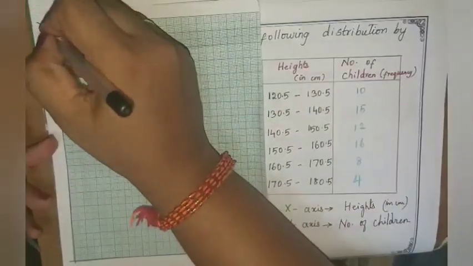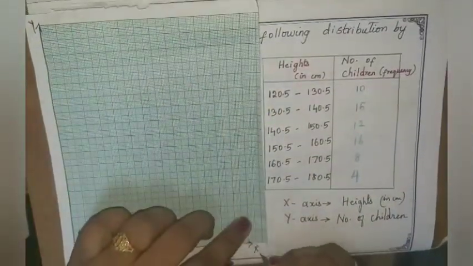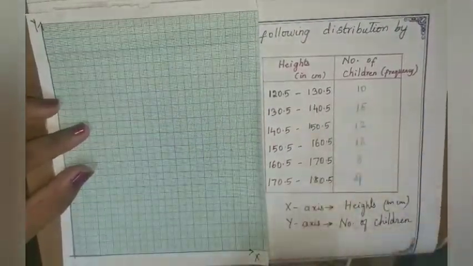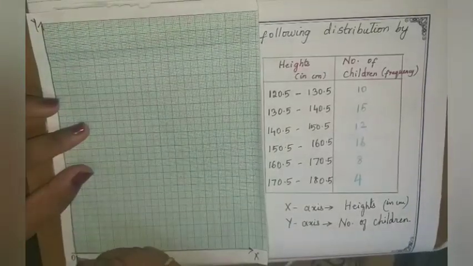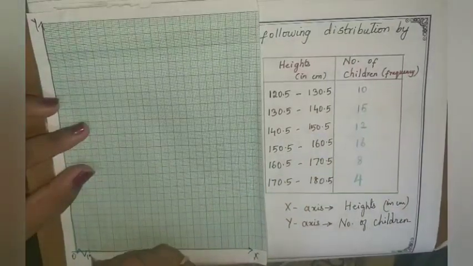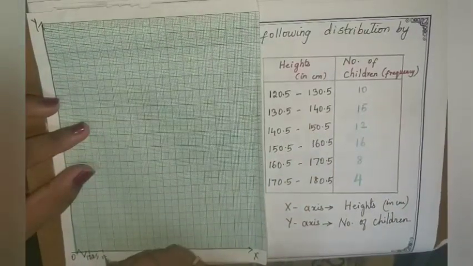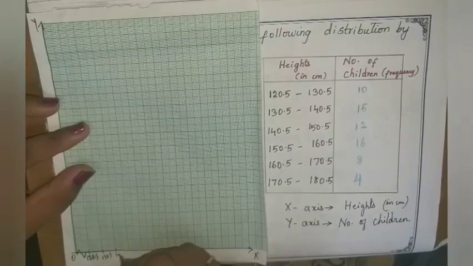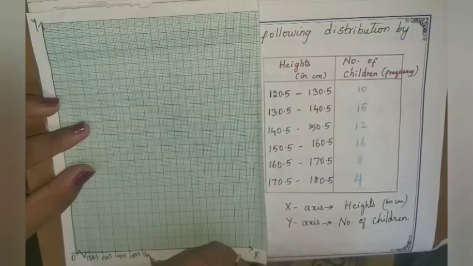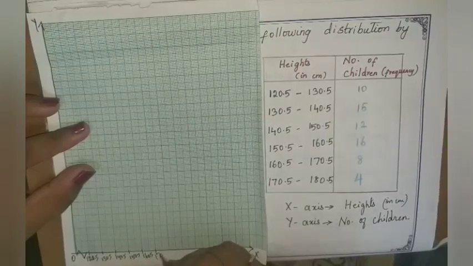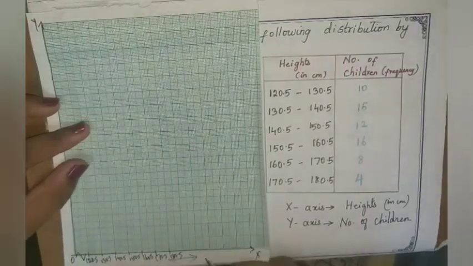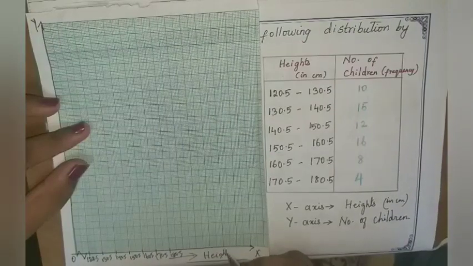So this is the y-axis and this is the x-axis. The x-axis is heights. So heights is nothing but 120.5, 130.5. It's going like that. So start with 0. We'll have a kink over here since it's starting from 120.5. We'll take this as 120.5. This is 130.5, 140.5, 150.5, 160.5, 170.5, 180.5. This is height in centimeters.